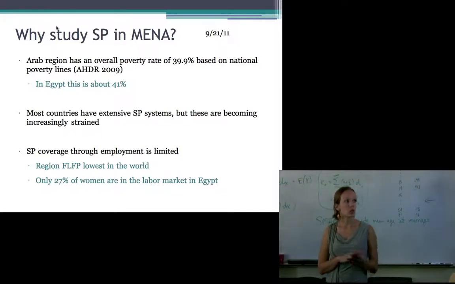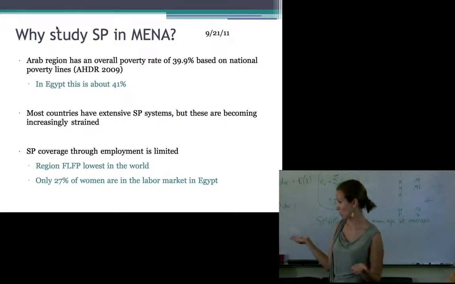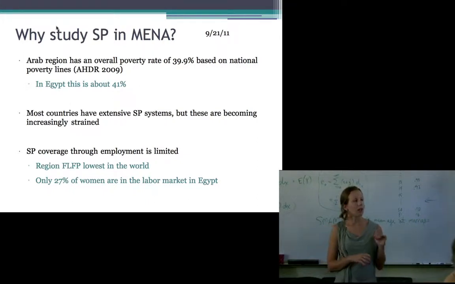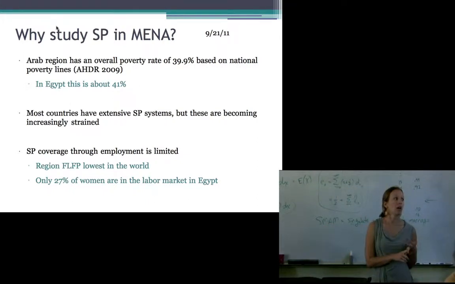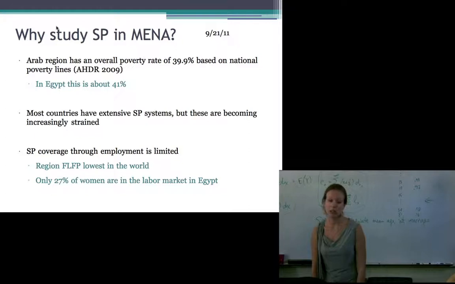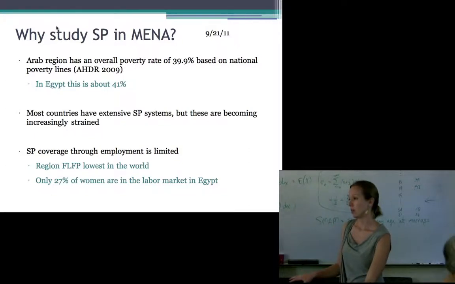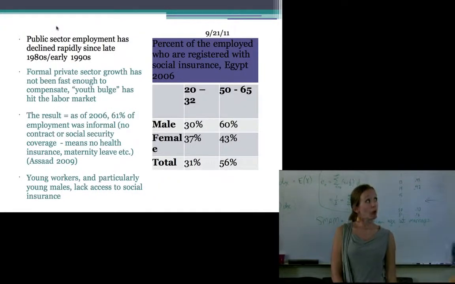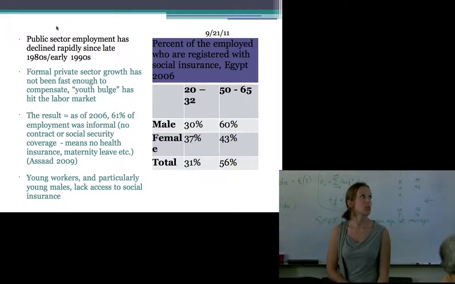Another issue is social protection coverage through employment, which in most developing countries is how most people get social protection. We have pensions that are attached to our jobs. Labor market participation in MENA is quite low, particularly among women. I think the regional figure is about 35% of women in the labor force. In Egypt, it's 27%. So you have a large portion of the population, particularly women, who aren't getting any kind of pension based on employment. And among the people who are employed, coverage by social insurance and social security has been declining.